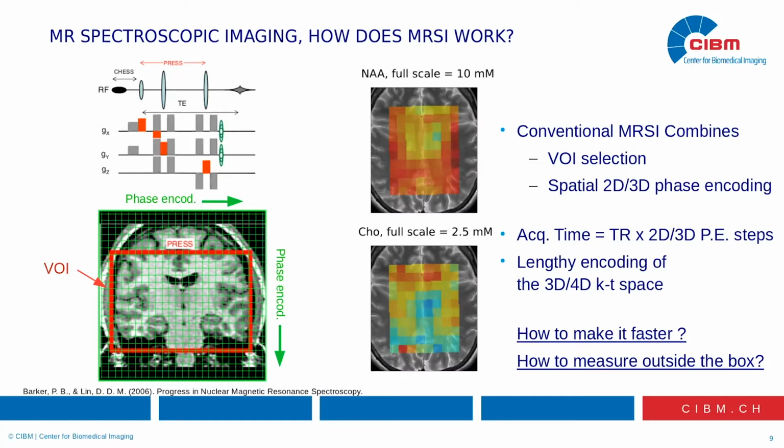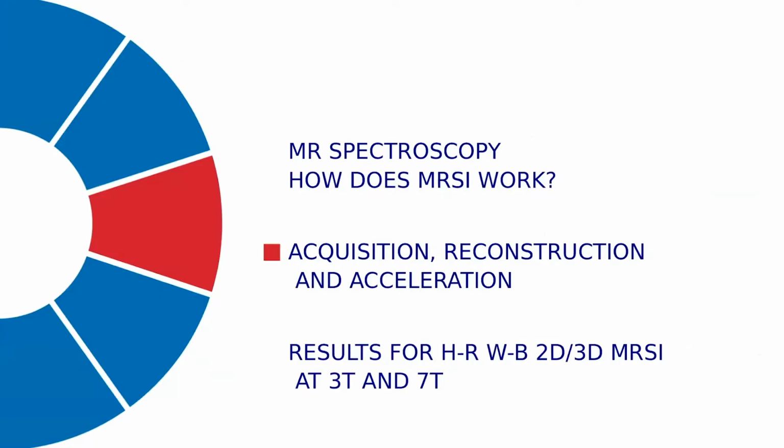So now, based on that, it seems that we are quite limited in going faster or to a higher resolution, because that would mean more phase encoding steps. Or how can we get rid of the box without being contaminated by other parts of the head? And that's what I will present to you in the coming section.